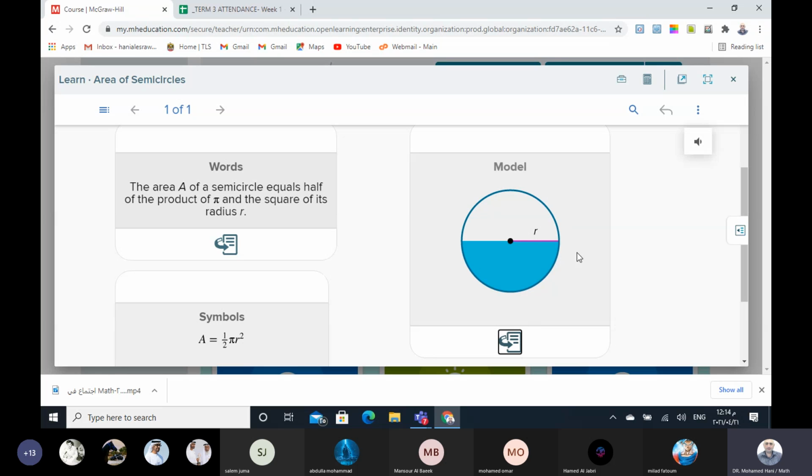Here we have the whole circle. The shaded part in blue color is the semicircle. So when you want to find the area of the semicircle, use this formula: A equals 1 over 2 times pi times r squared.